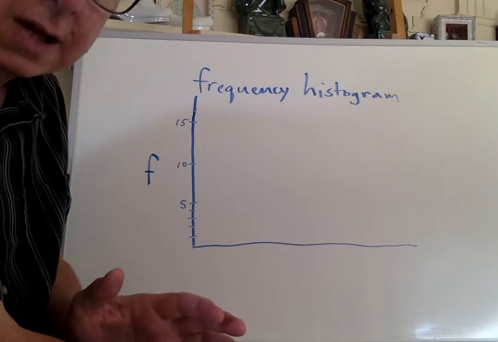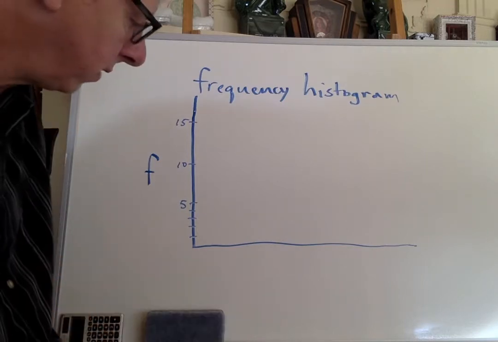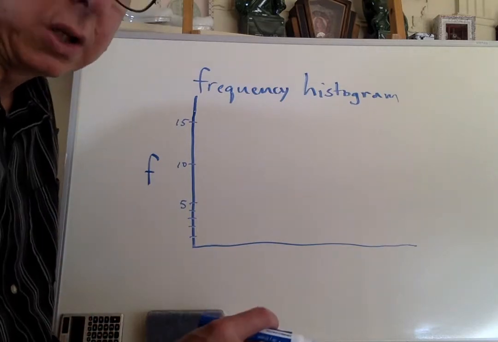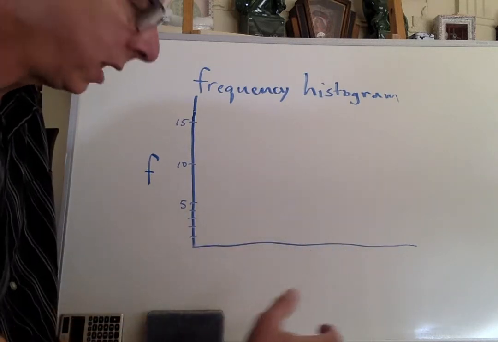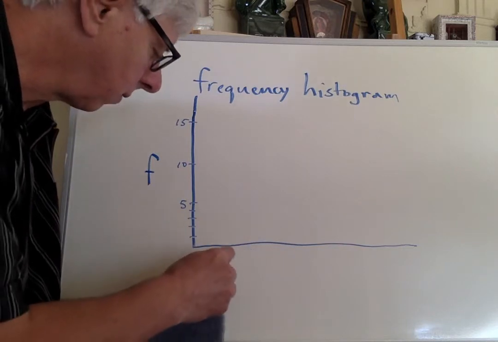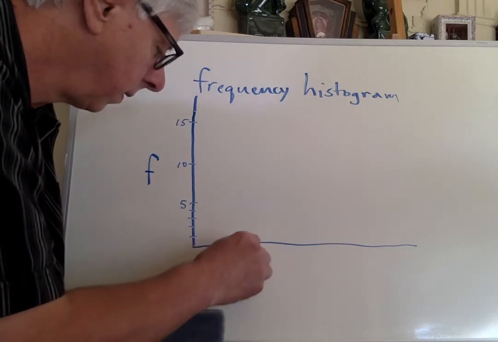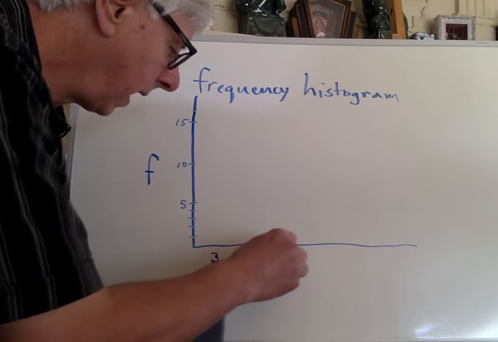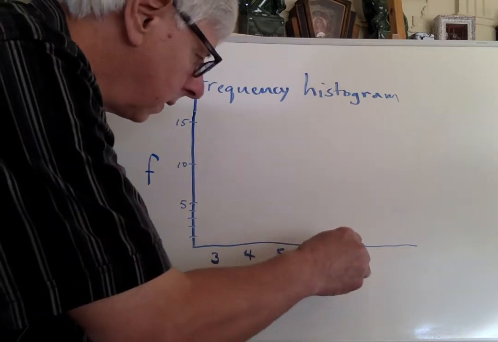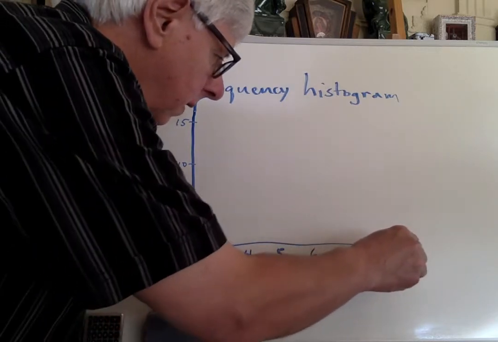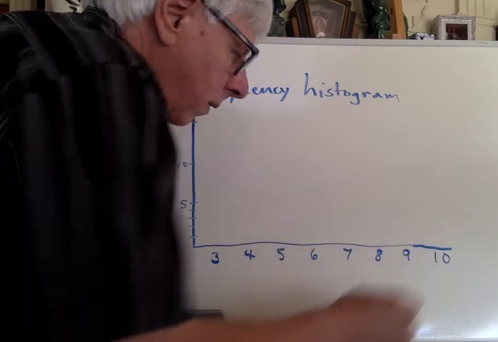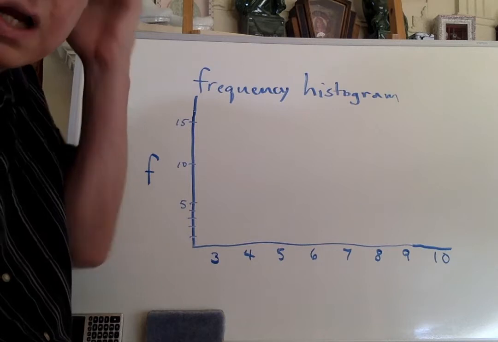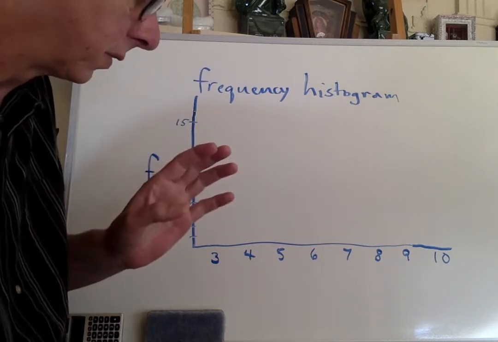Then on the x-axis, we're going to have our values from lowest to highest, right? Just like we read from left to right. So we have 3, 4, 5, 6, 7, 8, 9, and then let's go out to 10. Okay, so those are our scores.